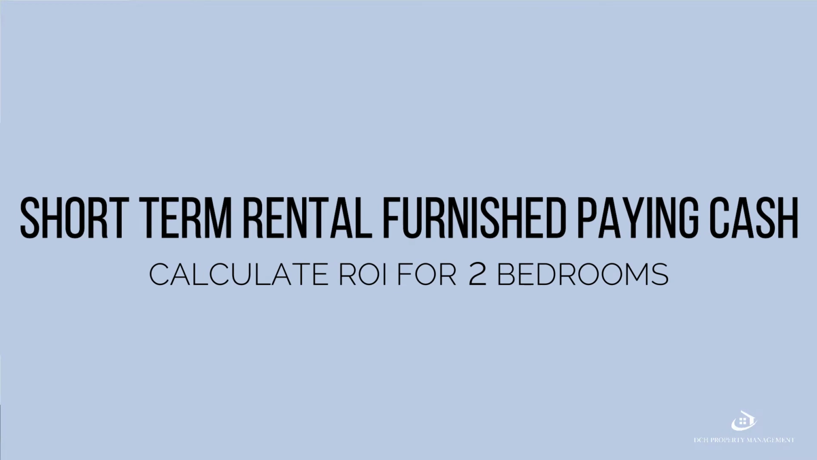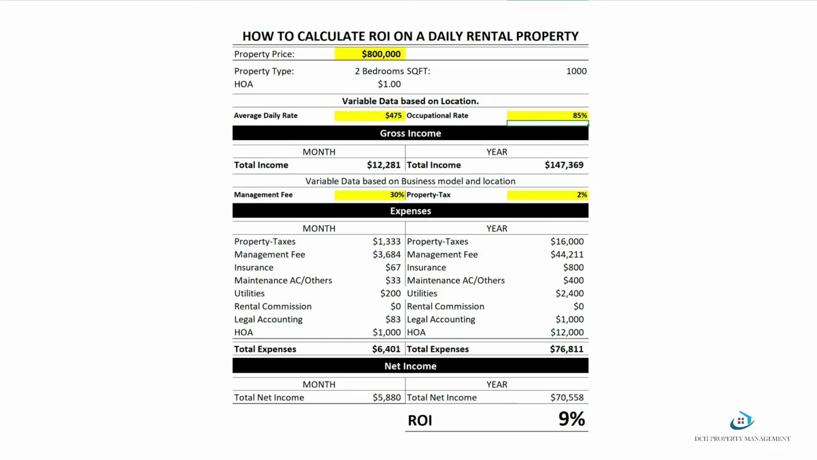Short-term rental furnished 2 bedrooms paying cash. We are going to assume we are analyzing a 2 bedrooms condo for $800,000 with 1,000 square feet. The Homeowners Association is $1 per square foot. Next, we have the average daily rate and occupational rate, variable values based on location.